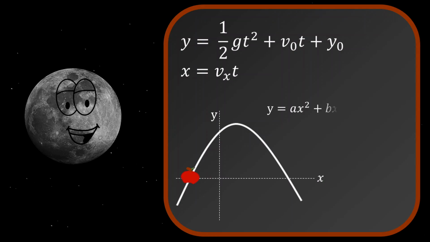And there we have it, guys. If we throw an apple, it will follow the shape of a parabola in the air. Pretty neat.